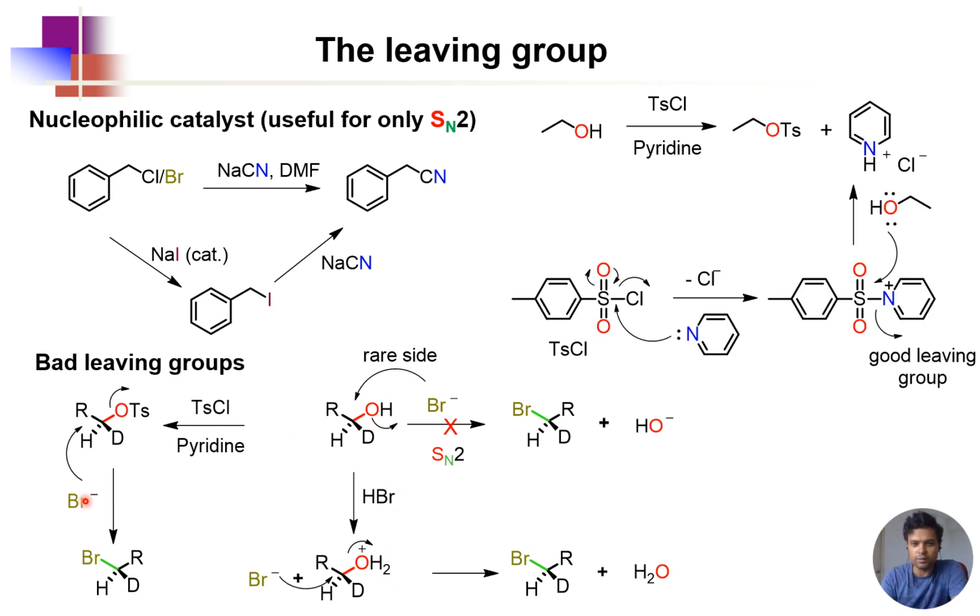Now, this is the mechanism I have discussed here. This is the tosyl chloride, TsCl. First pyridine attacks the sulfur and kicks out the chloride, and then you produce this particular intermediate. Pyridinium is a very good leaving group, then the alcohol attacks this sulfur, and the pyridine goes out of the molecule, so you get the tosylate. We call this a nucleophilic catalyst, because it's a nucleophile.